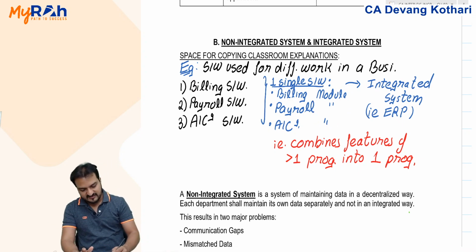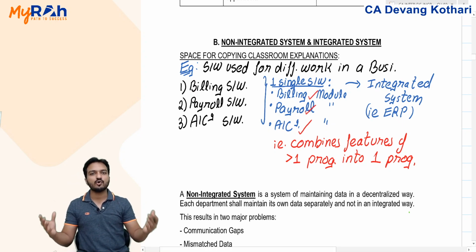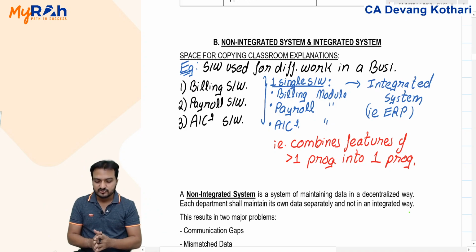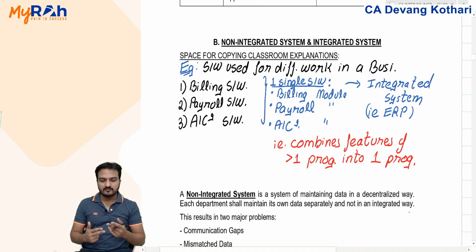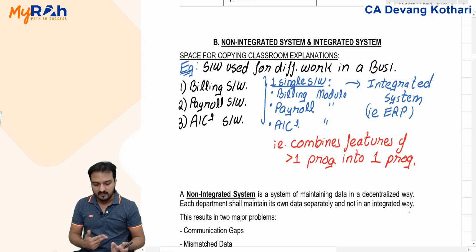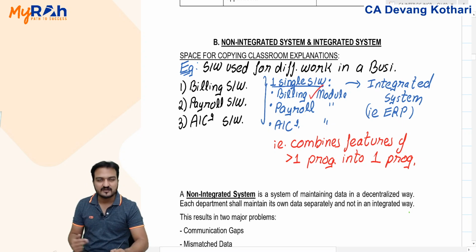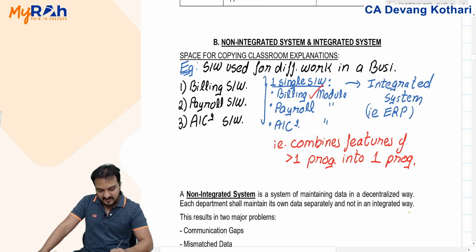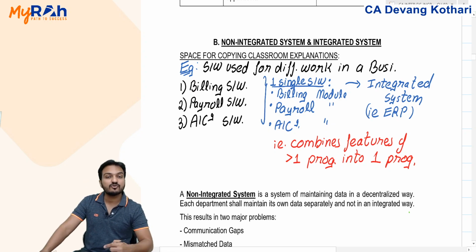So whatever entries are done in billing or payroll or accounting, all those entries go into one common database. So you don't have to enter things again. Less entry is needed, because once I enter a sales bill in the billing module, that sales bill will automatically become an accounting entry in the accounting module. You don't have to enter it again. That is one major benefit.